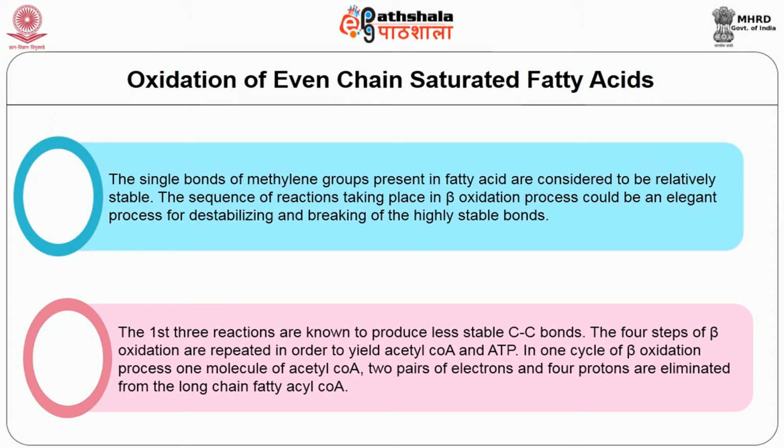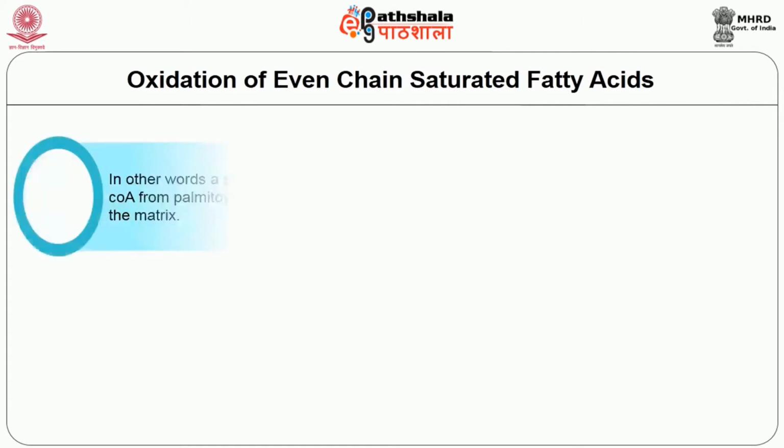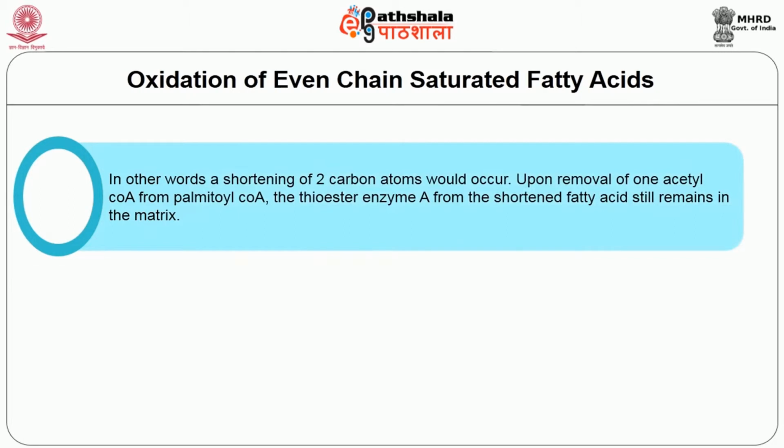In one cycle of the beta oxidation process, one molecule of acetyl-CoA, 2 pairs of electrons and 4 protons are eliminated from the long chain fatty acyl-CoA. In other words, a shortening of 2 carbon atoms would occur.